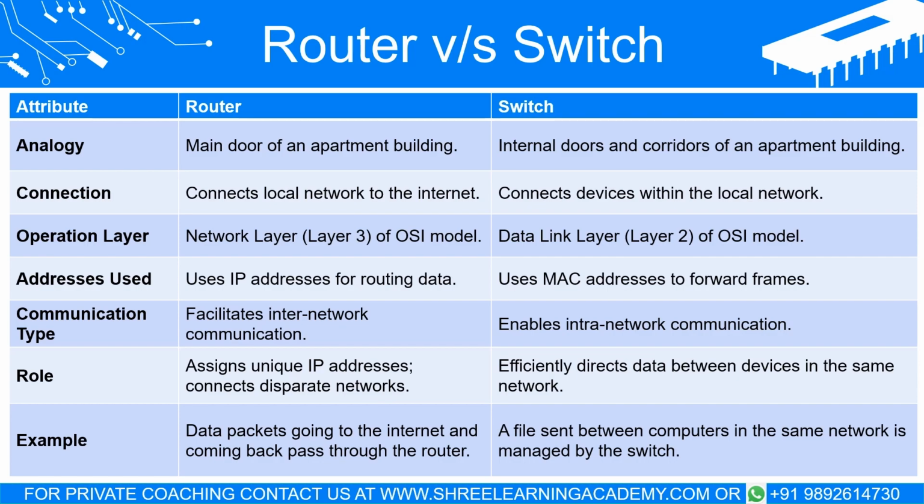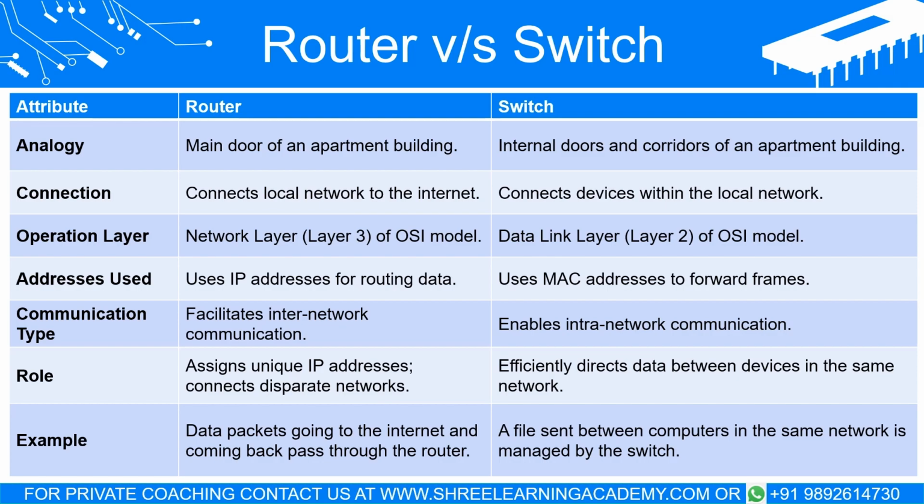It has a special ability to route data to various places on the internet so you can browse websites, watch videos, etc. For example, when you're browsing the internet, sending an email, or watching a video online, the data packets go through the router to reach their destination and come back through the router to reach your device.